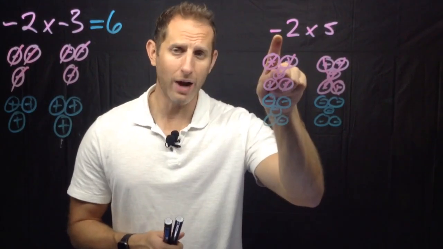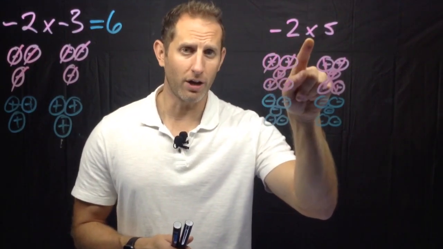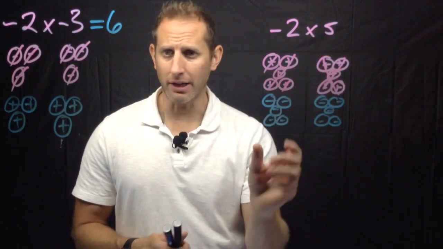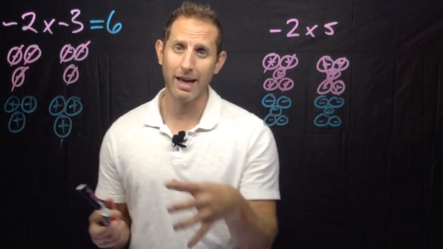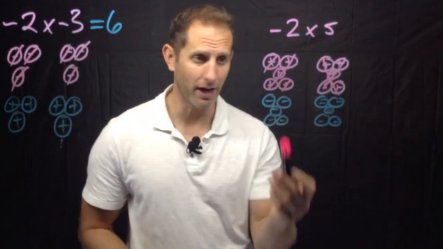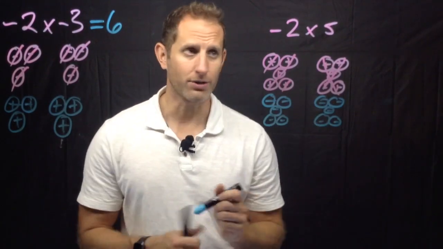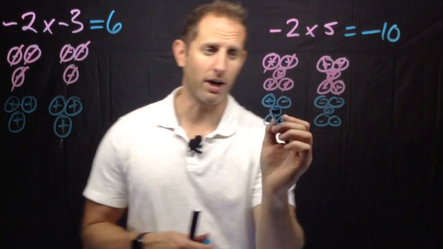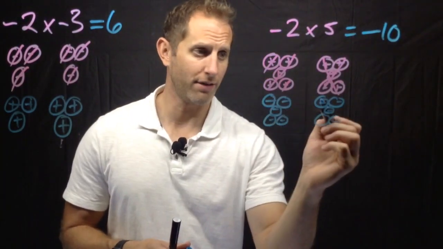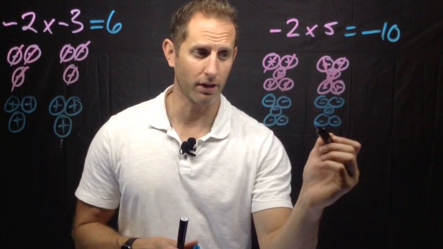In order to subtract 2 groups of +5, we really need 2 groups of -5. And 2 groups of -5, when we, again, add them together, 5 and 5, our answer becomes 10. -10, rather. Because you've got -1, 2, 3, 4, 5, -6, -7, -8, -9, -10.